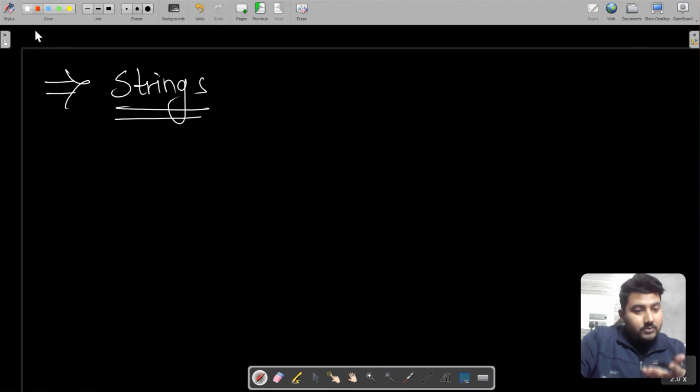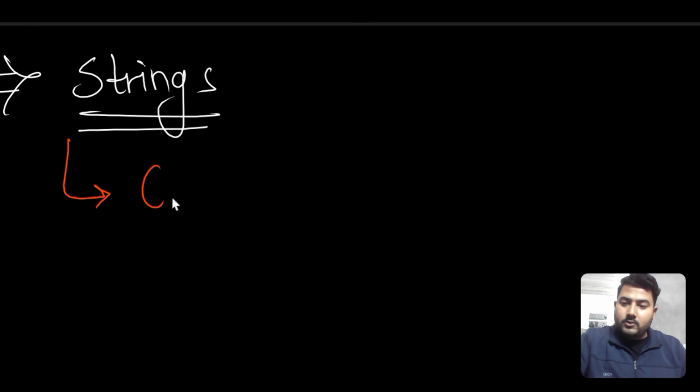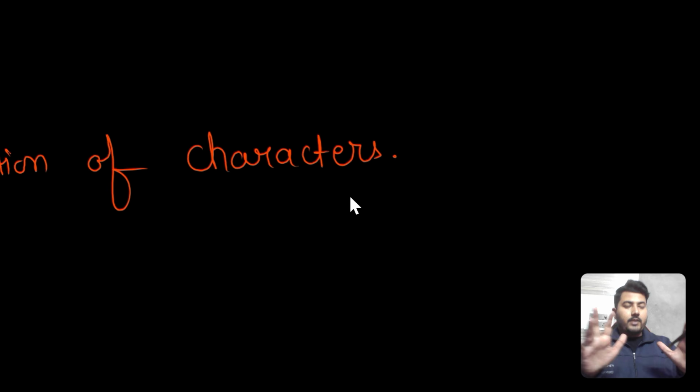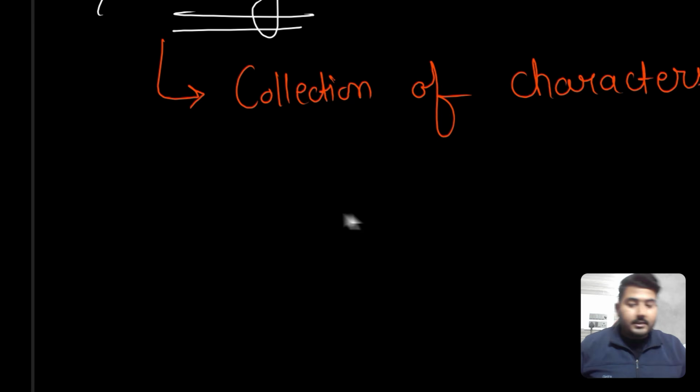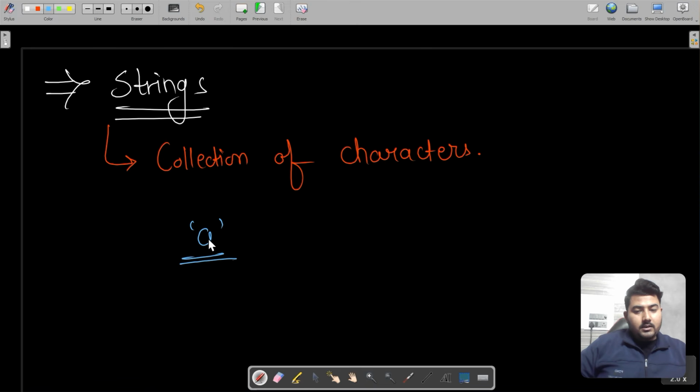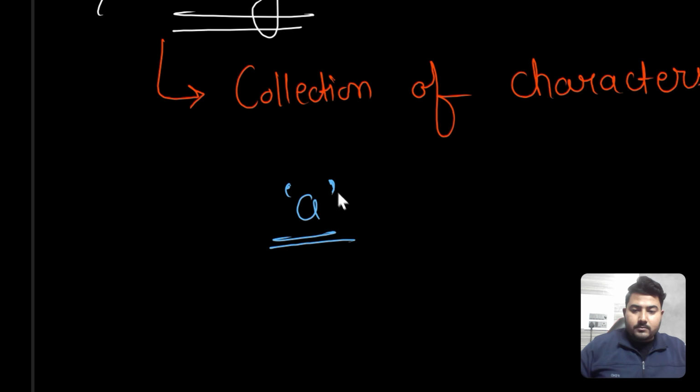Just like an array, an array is a collection of similar type of data. What a string actually is, is a collection of characters. That's it, as straightforward as it is. Everyone of us is already aware of what a character is. A character is simply one single length alphabet or number or symbol surrounded with single quotes. Anything like this is going to be considered as a character.